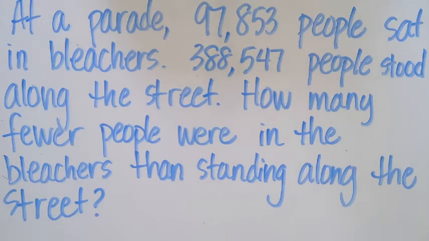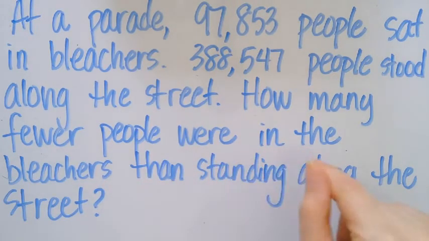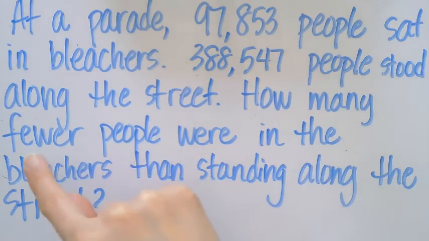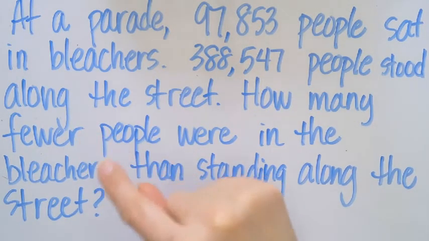What operation do you think we'll be performing here? Subtraction. So sometimes in word problems there are keywords that tell us it's going to be a subtraction or addition problem. Sometimes there might be clues just in the writing itself, okay? So in the question, how many fewer people were in the bleachers than standing along the street? That tells me I want to know how many less people were in the bleachers than standing along the street. That also tells me that there were more people standing along the street than there were seated in the bleachers.